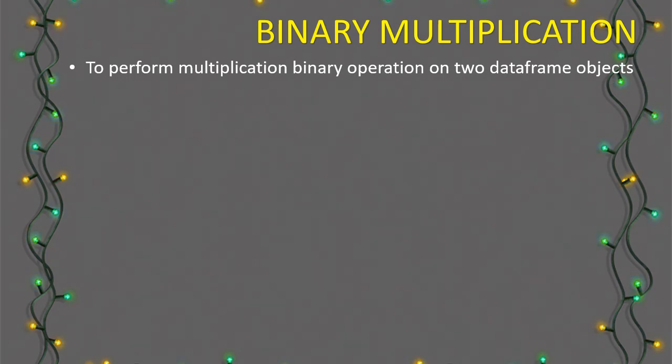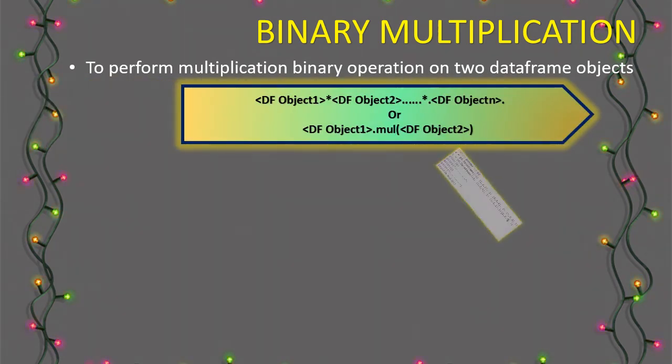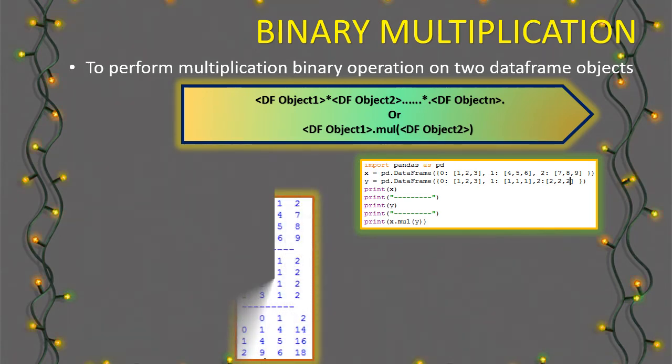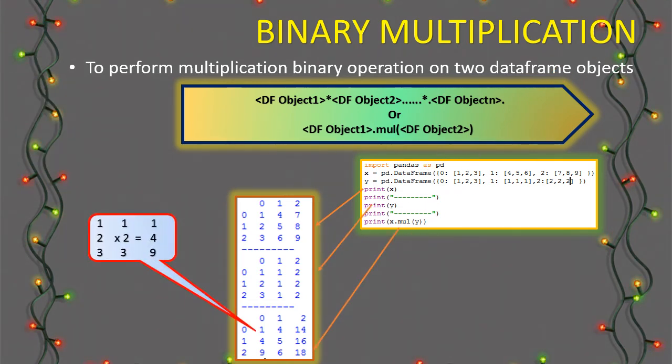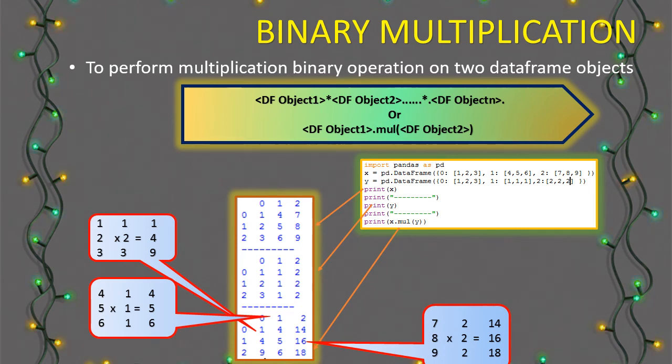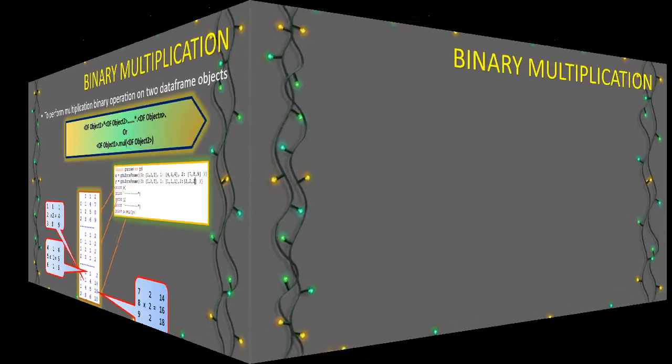Multiplication is performed by using the operator symbol asterisk or the mul function. So for x and y, column-wise multiplication is performed here because the default axis is 0. So direct multiplication like that: 1, 2, 3 times 1, 2, 3, that is both x and y 0th column. And x's next column 4, 5, 6 into 1, 1, 1. Direct values are multiplied. If there are unmatched values, Not a Number will be written. See here, there are no unmatched index values. All are the same, so we directly multiply and display.